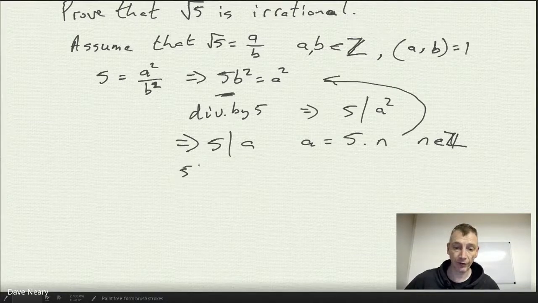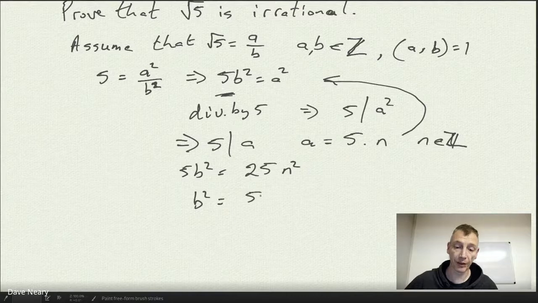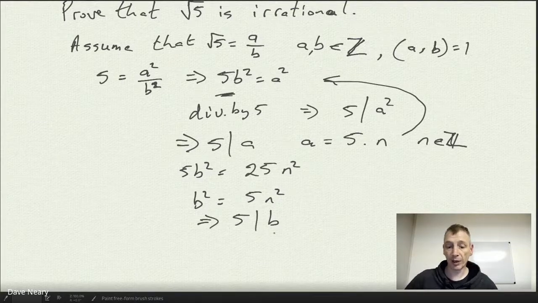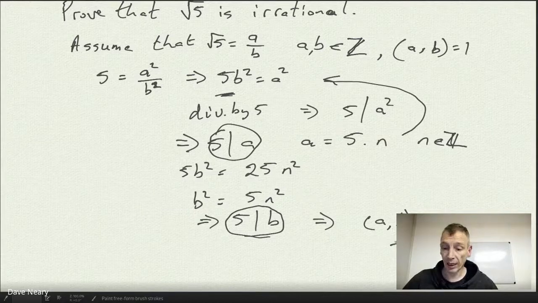So what happens when we put that back in here? Well, we get 5b squared is equal to 25n squared. When we square out a equals 5n, we get 25n squared. So we get b squared is equal to 5n squared. And we're back to where we started, right? 5 must divide b. But if 5 divides b and 5 divides a, that means that the greatest common divisor of a and b must be a multiple of 5, so it's not equal to 1, and that is our contradiction.